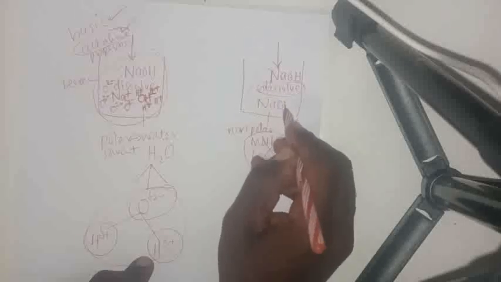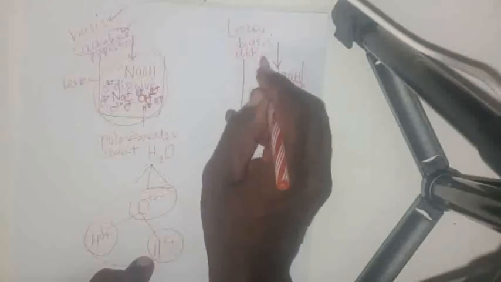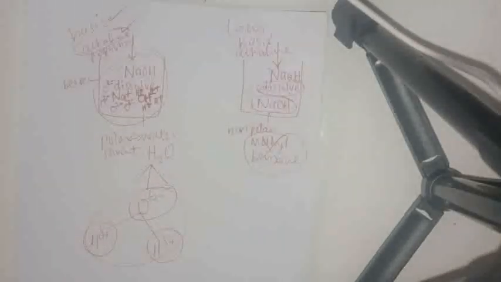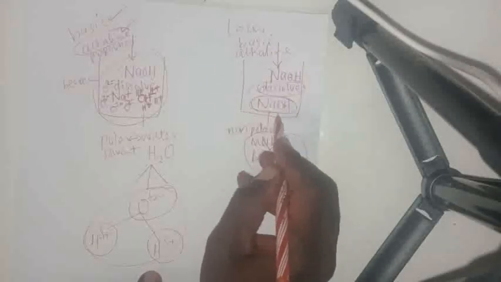On the other hand, the sodium hydroxide has dissolved in methyl benzene, but methyl benzene is non-polar. So it is not partially positive and partially negative. So the sodium hydroxide remains sodium hydroxide. So it does not ionize. So it lacks basic or alkaline properties. So the sodium hydroxide has dissolved in methyl benzene, which is a non-polar solvent, but it does not ionize or dissociate.